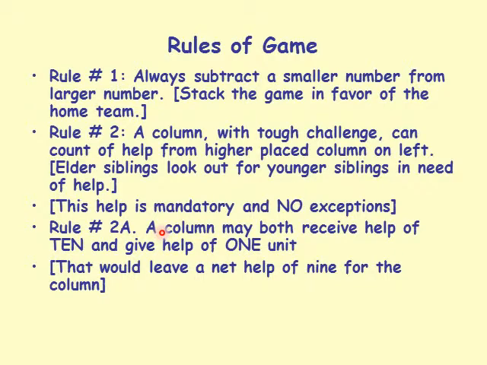Rule number 3. A column may both receive help of 10 and give help of 1 unit. The amount of help gotten is always 10 and the amount of help given is 1. The column on the left gives help of 1 unit of its value, which is worth 10 units of value of the next column on the right. In this situation, that would leave a net help of 9 for that column. If a column gives help of 1 unit and gets help of 10 units, it is left with a net help of 9.